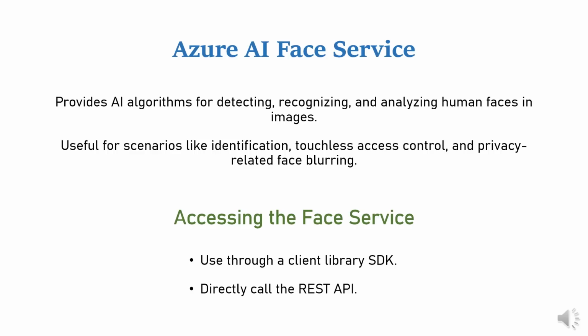Azure AI Face Service provides AI algorithms for detecting, recognizing, and analyzing human faces in images. Useful for scenarios like identification, touchless access control, and privacy related face blurring. Accessing the face service. Used through a client library SDK. Directly call the REST API.